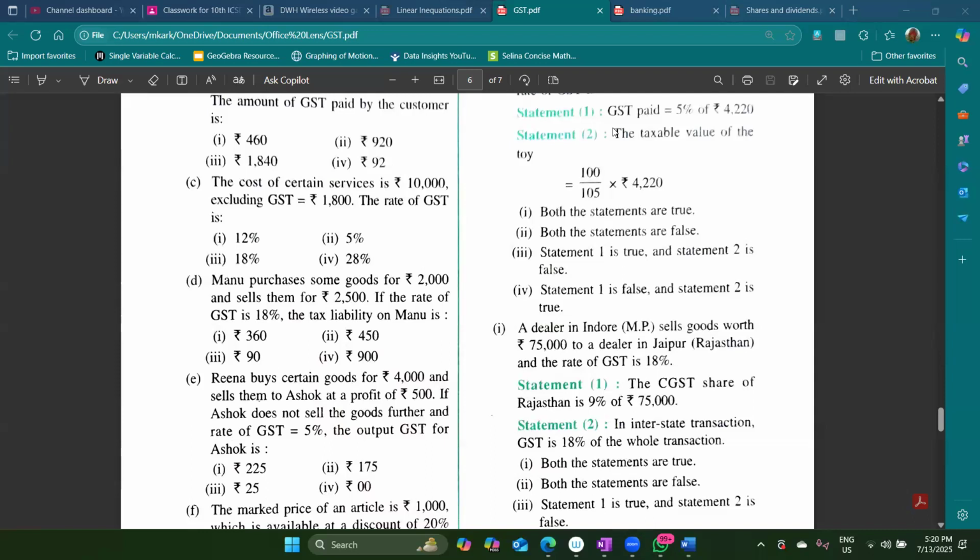Correct, Sai. Cool. So the tax liability is only on value addition, which is 500 rupees. So it's going to be 18% of 500, which is 90. Okay, because he would have paid input tax. So remember, the liability is only to the extent of value addition. Here, value addition is 500.